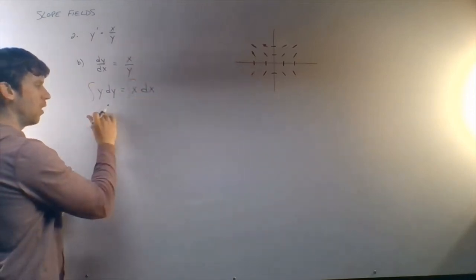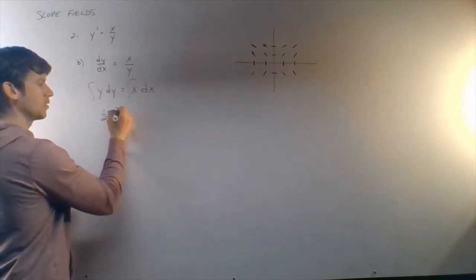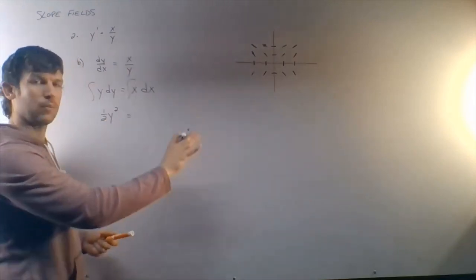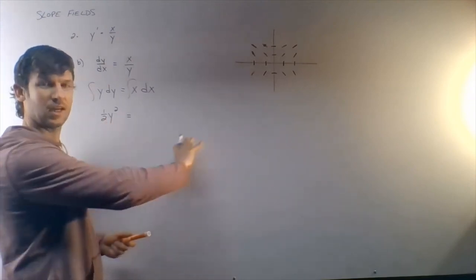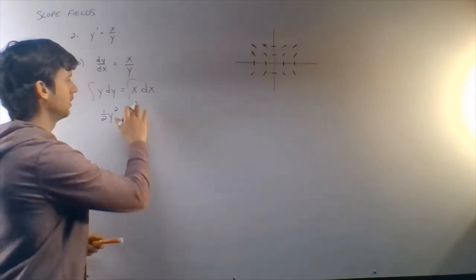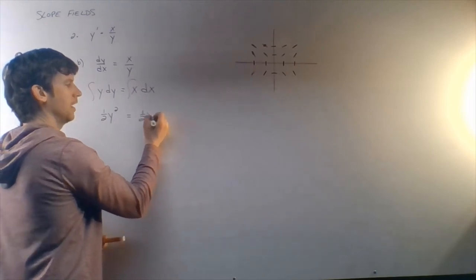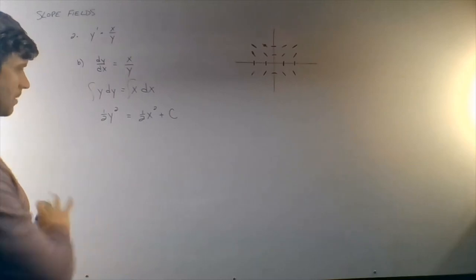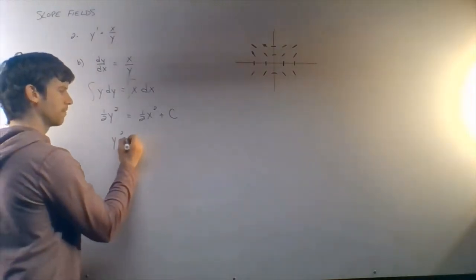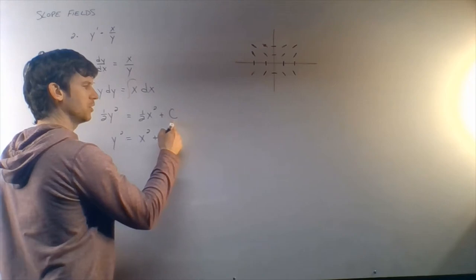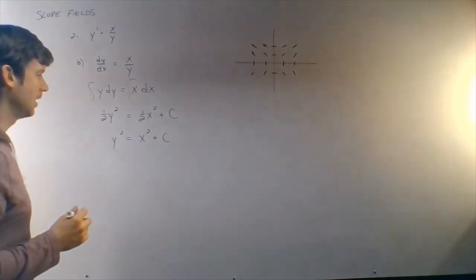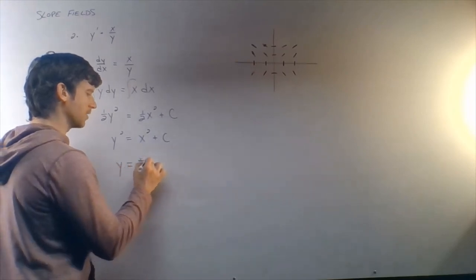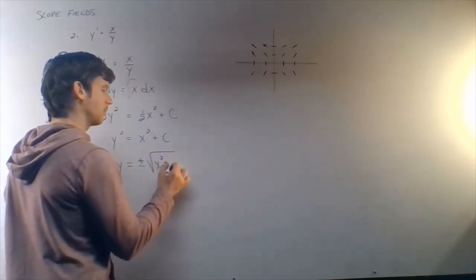The antiderivative of y is 1/2 y squared plus c, but I don't do plus c on both sides. I only put plus c on one side, because when I subtract that constant over, I get a constant. The antiderivative of x is 1/2 x squared plus c. So if I solve for y, I'd multiply everything by 2. Gives me x squared plus 2 times a constant, which is still a constant. And then I take the square root of both sides, and I get y equals plus or minus the square root of x squared plus c.